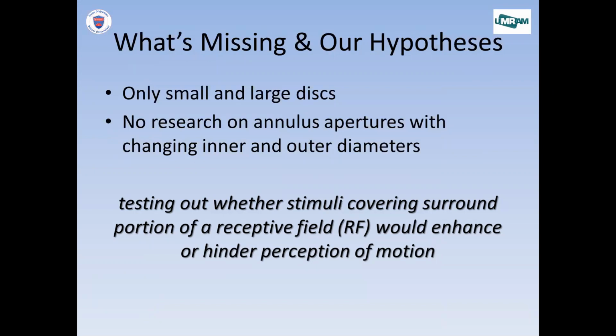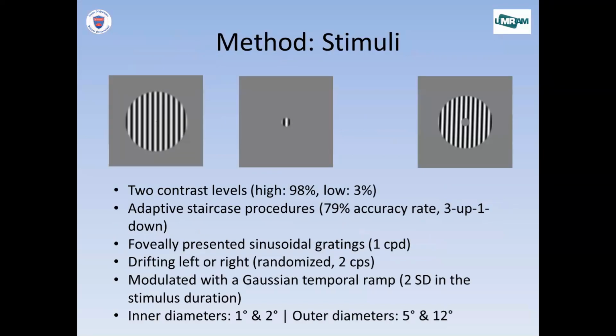Therefore, in this study, we wanted to focus on covering the surround portion of the receptive field via annulus apertures and see whether it would enhance or hinder motion perception. To do that, we decided to subtract centers from whole RF structures to get an annulus aperture, which represents the surround portion of an RF. In terms of size, we take 1 to 2 degrees for the inner diameter and 5 and 12 degrees for the outer diameter portion.